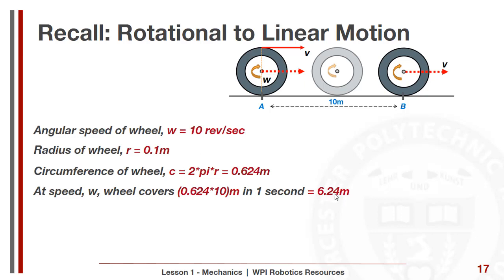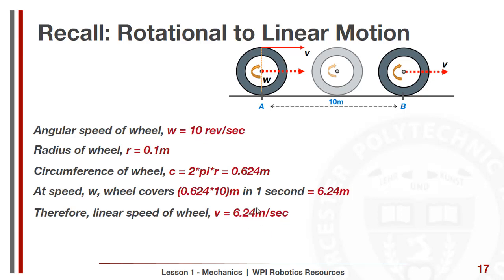And so we have the value as the distance that is covered by the wheel in 1 second, based on the speed and the radius. And so what does this mean? What this means is that the linear speed of the wheel rotating at 10 revolutions per second with the radius of 0.1 would be 6.24 meters per second.